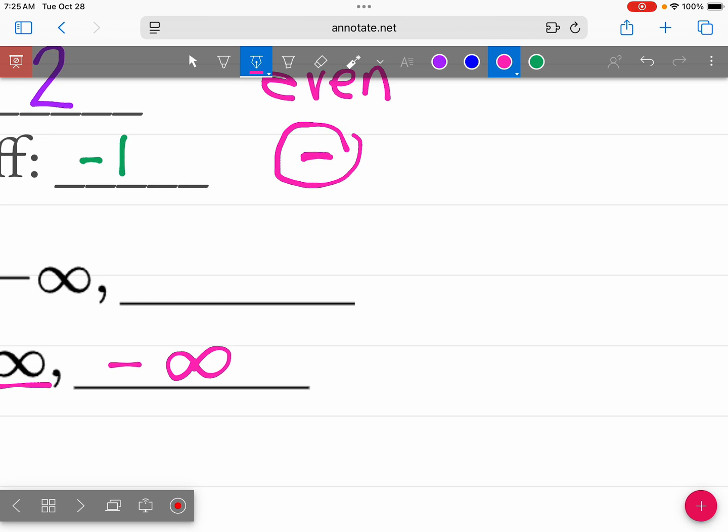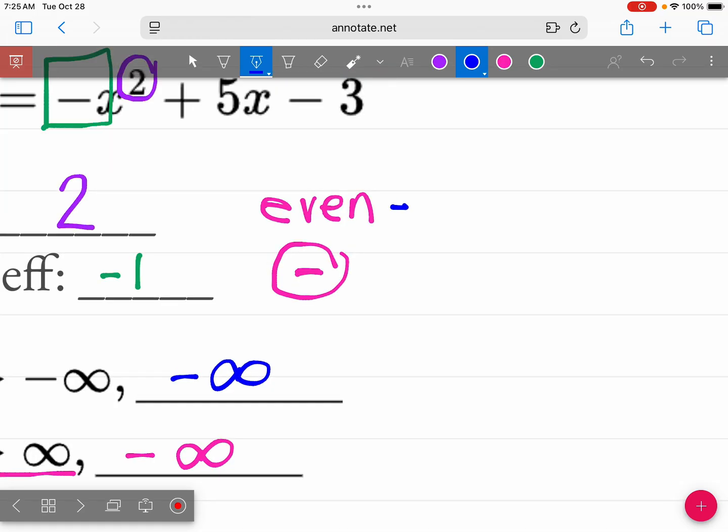And since we know it's even, we know it's very matchy-matchy, I know that the other arrow also needs to go to negative infinity, because even functions go to the same direction. So my leading coefficient tells me the sign of my right arrow. My degree tells me if we're going to be the same or if we're going to be opposites.